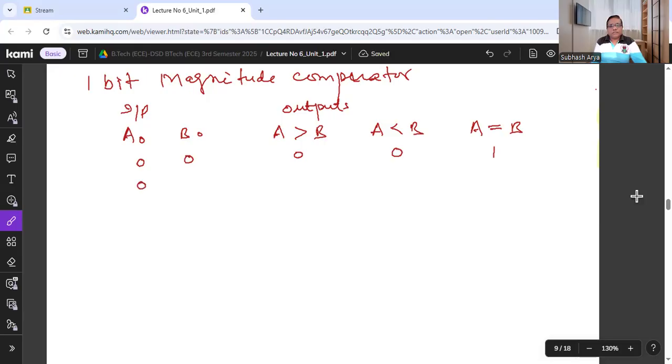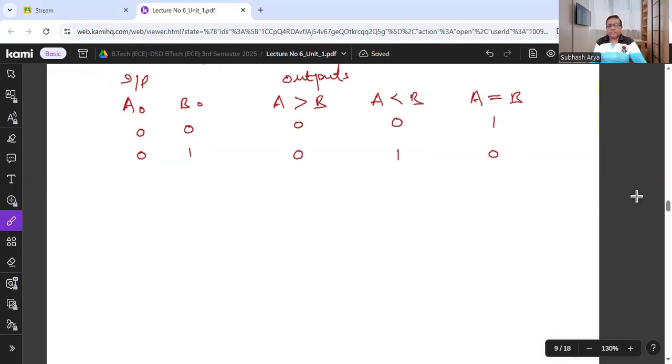Similarly, another case for input is 0, 1. In this case, we can see A0 is 0 and B0 is 1. So obviously, B0 is greater than A0. That is why A is less than B will be logic 1, whereas A is greater than B is logic 0 and A is equal to B is logic 0.